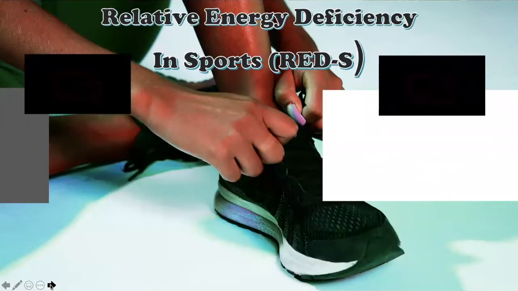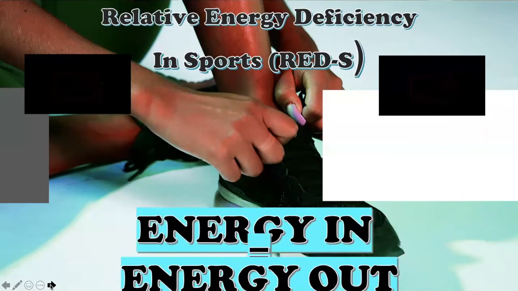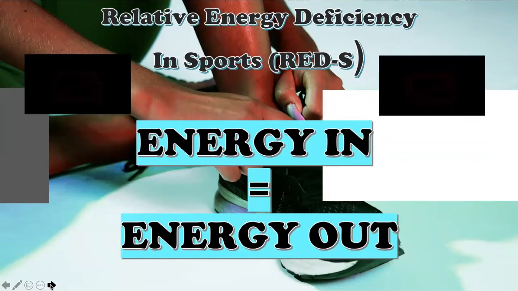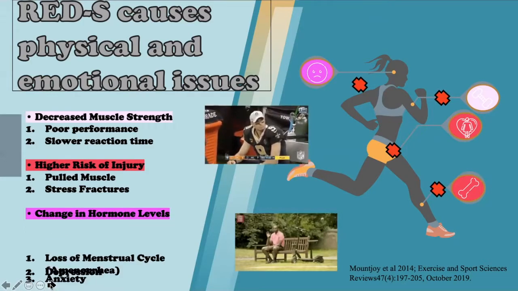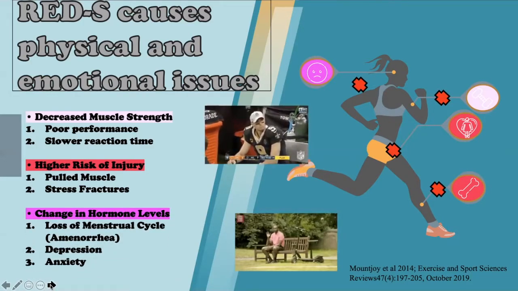So relative energy deficiency in sports was created, and we all know from our Nutrition 101 class, energy in equals energy out, but with REDS, that does not apply. So REDS can cause physical and emotional issues in athletes, and the last thing we want is for them to be injured and sit on the bench, because it can be an economical thing. They can either lose their scholarships or not take their team to the big win. So REDS can cause decreased muscle strength, higher risk of injury, and change in hormonal levels. And as you can know, even for athletes and the normal day-to-day person, these things can impact their health.